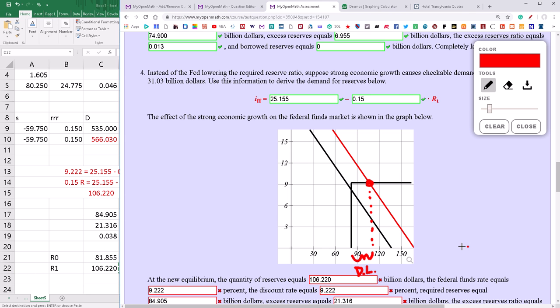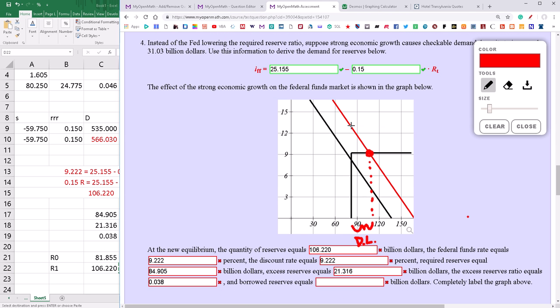So the Fed's going to make discount loans to keep the federal funds rate from rising up to here, right? If the Fed doesn't make these discount loans, the federal funds rate will rise up to about 13 or 14%. Let me close out this.